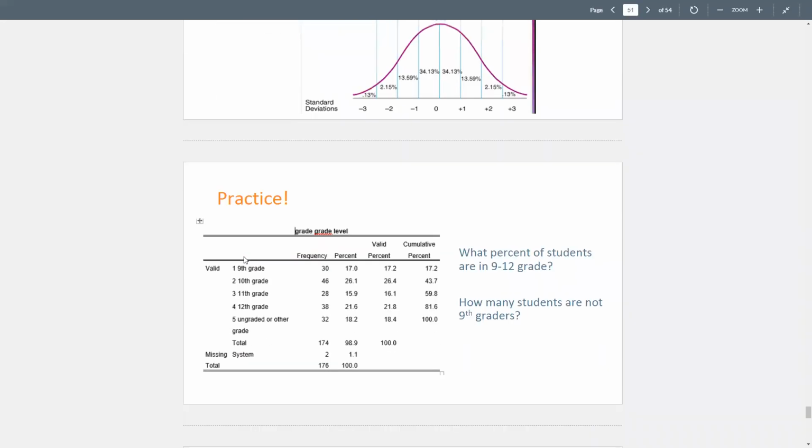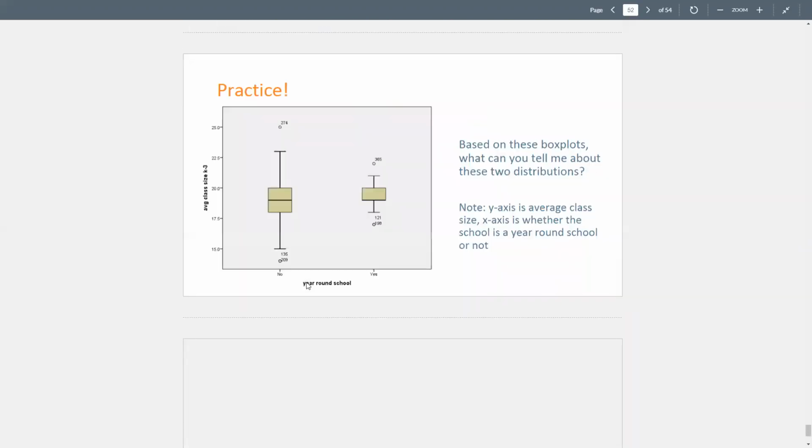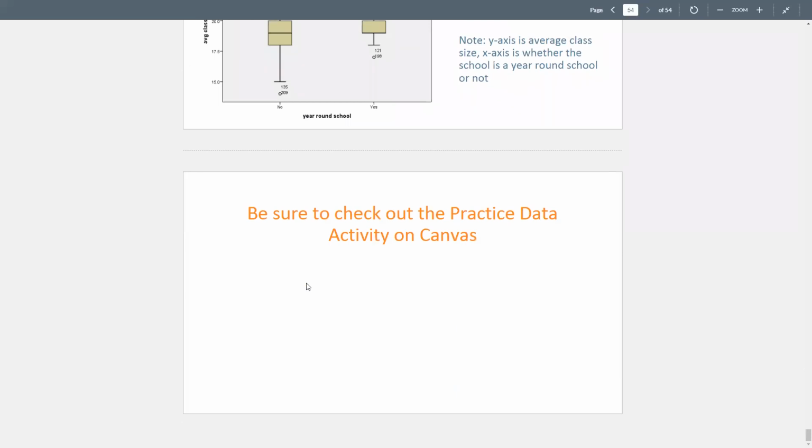I'm going to let you work through the rest of this. There are some practice exercises. If you open this up in PowerPoint, the answers are in the notes section. So I'll let you look through all of those.